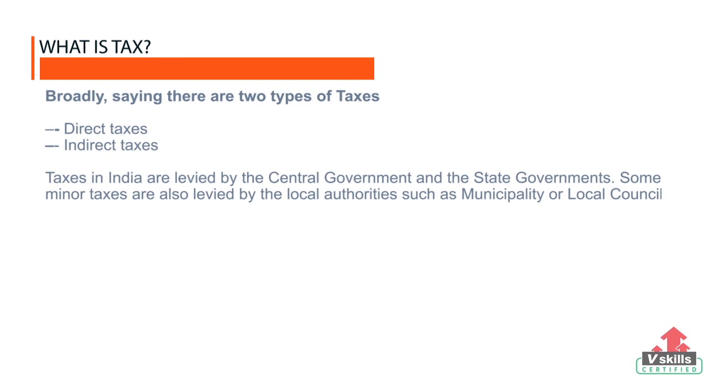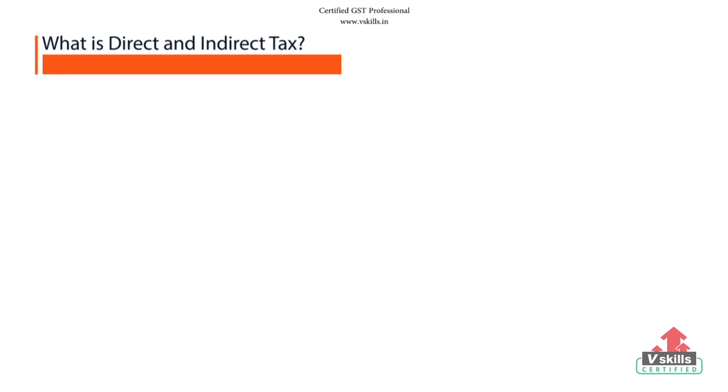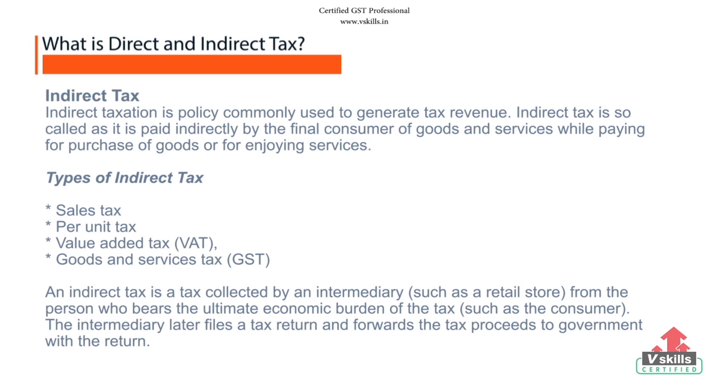Broadly speaking, there are two types of taxes: direct taxes and indirect taxes. Taxes in India are levied by the central government and the state governments. Some minor taxes are also levied by the local authorities, such as the municipality or local council. There are primarily two types of taxes: direct and indirect taxes.